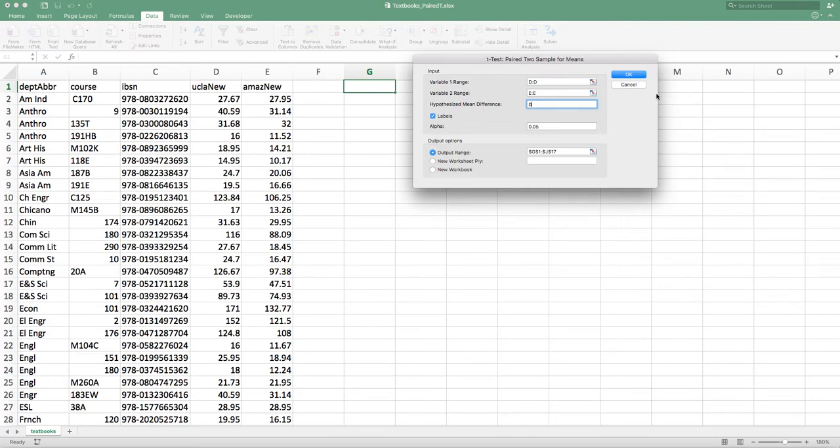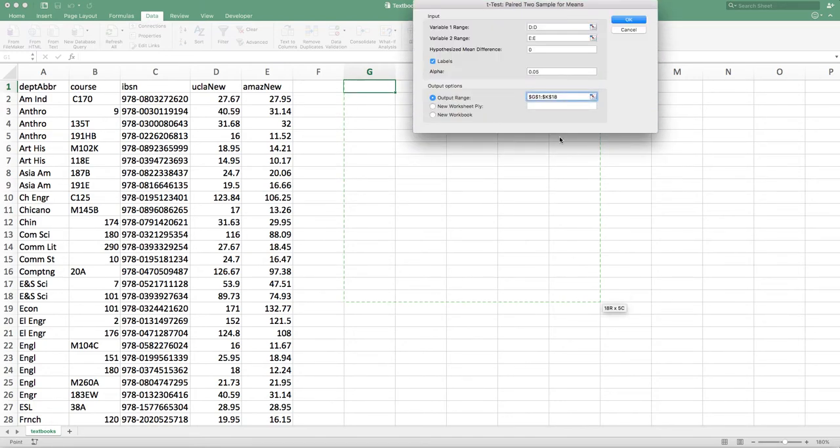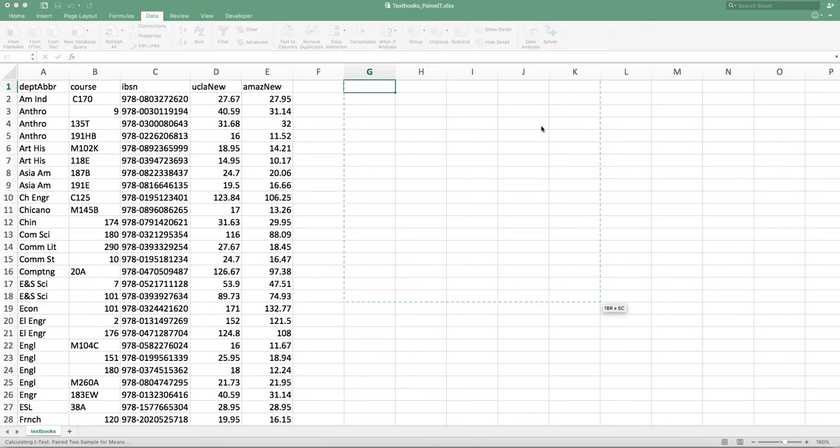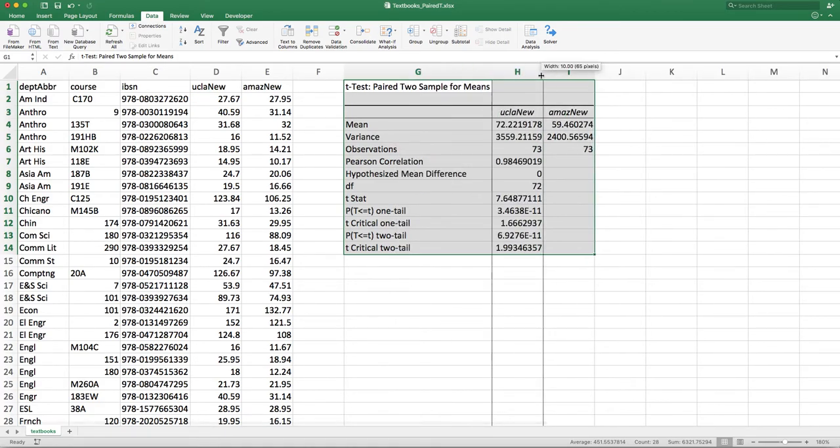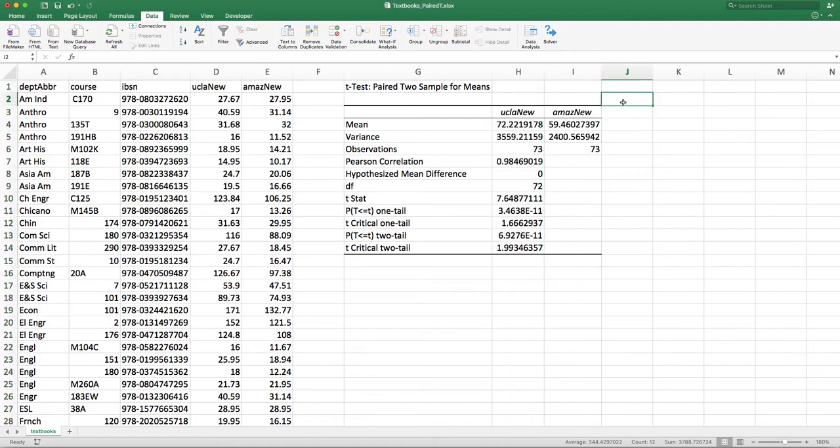So let's put the output just somewhere on our sheet. It doesn't really matter where it is. I'll just put it somewhere here. And OK. And we let it think for a second. Okay, here are the results of our t-test. Okay, so we expand everything out. Now what do we see?